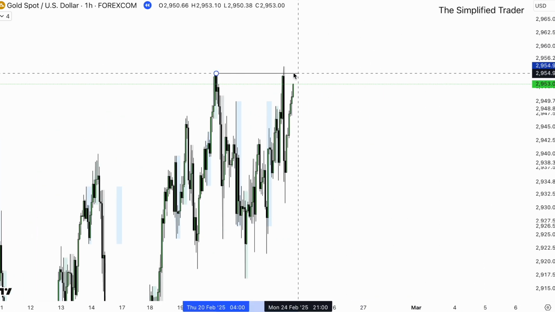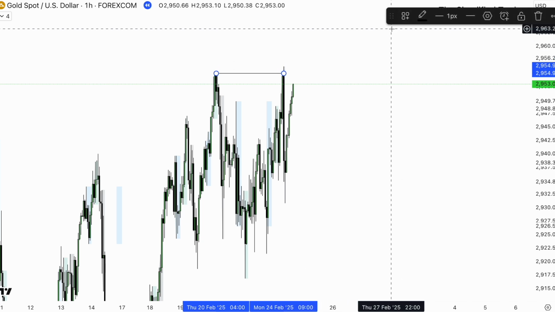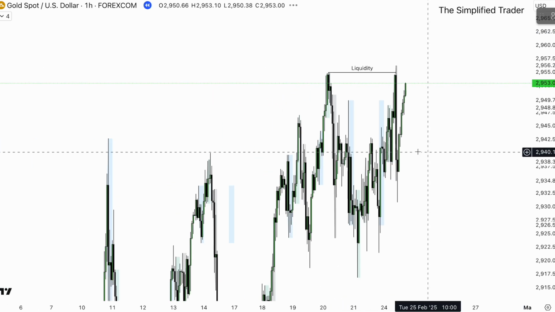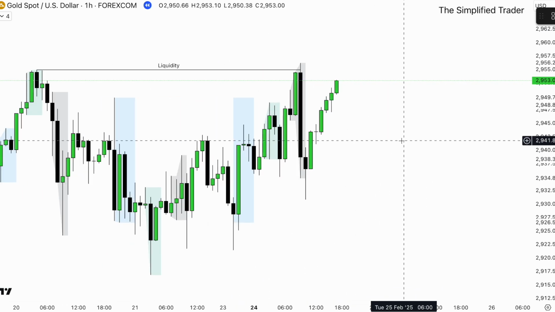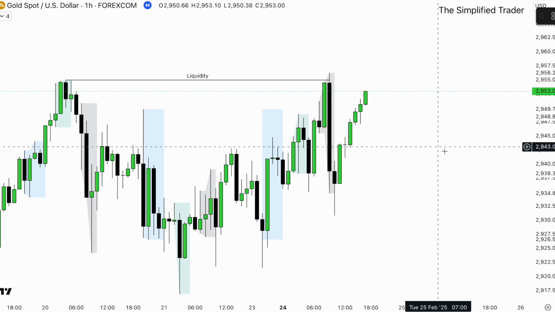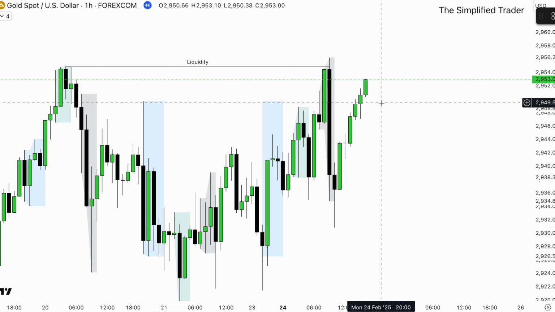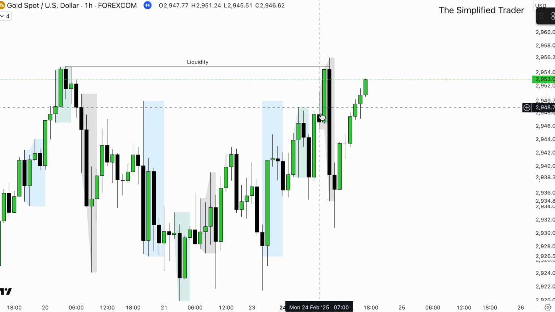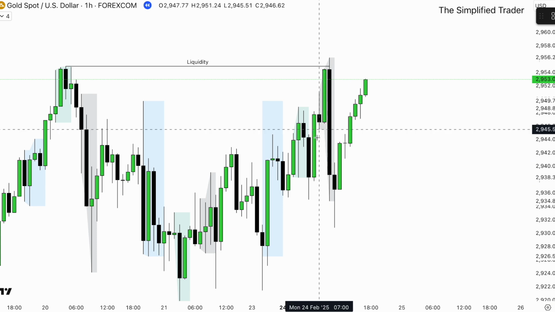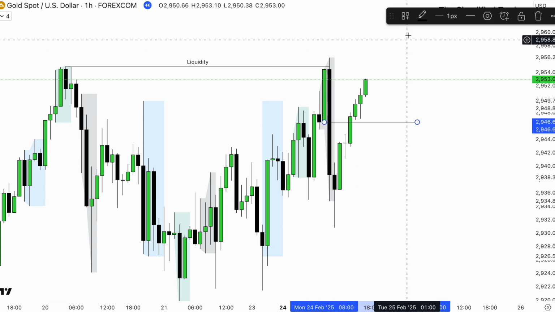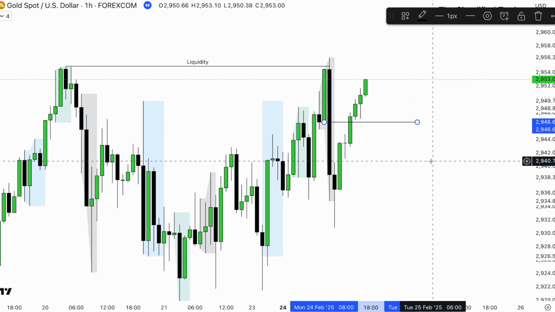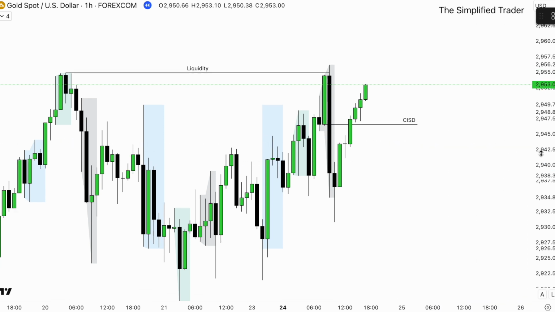I'm just going to mark that as our liquidity point. So here we have that liquidity taken. Where is our order block? Do you see the single or series of up close candles that took out liquidity? It is this green candle here. So as soon as we close below that green candle, that is my initial change in the state of delivery.